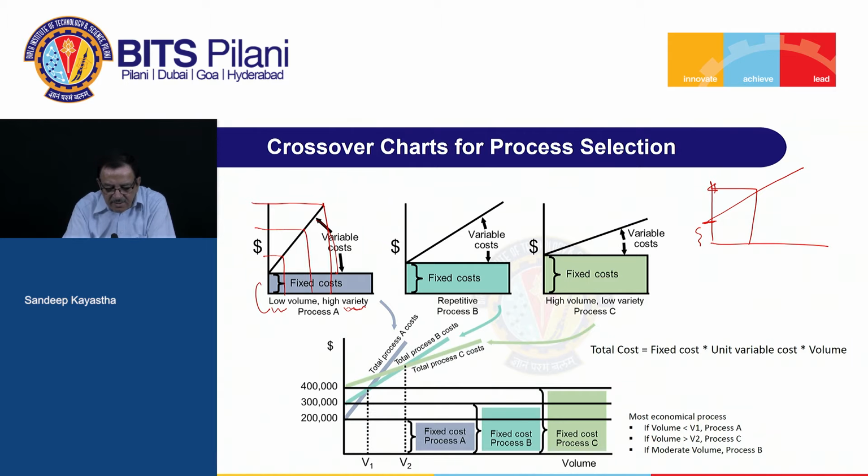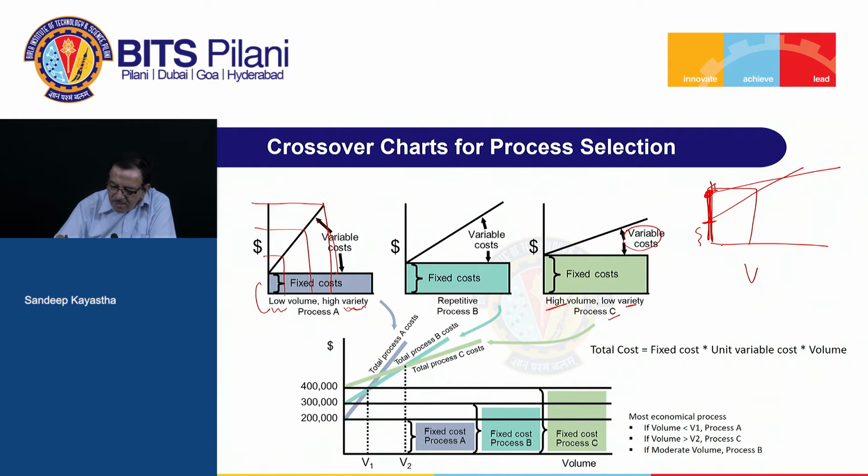Let us take another process. Let us call it process C, where volumes are very large, but variety is low. As I told you in the previous video, when volumes are large, then fixed cost is large. But if volume is large, you require people who are not highly skilled and therefore they are cheaper, which means your unit variable cost is low. So if you draw that, it will come like this. And here is the volume.